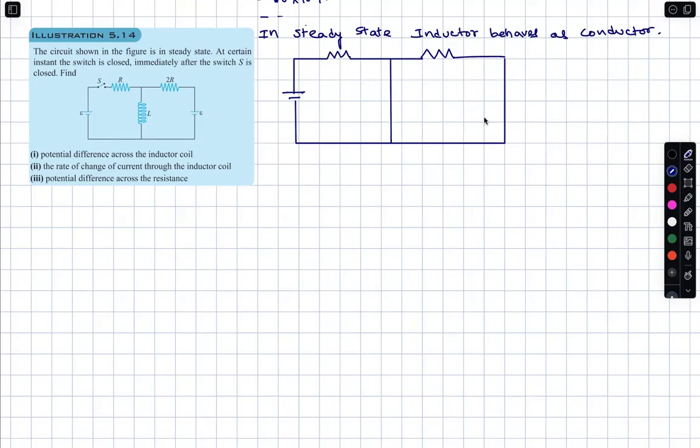Please try to understand. It's a simple circuit. This is E, and this is also E. This is 0 volt. This is E volt. 2R, R. This is also 0 volt. My potential drop is E, and the current is E by R. And the current is E by 2R. Both the currents pass through the same, giving 3E by 2R.